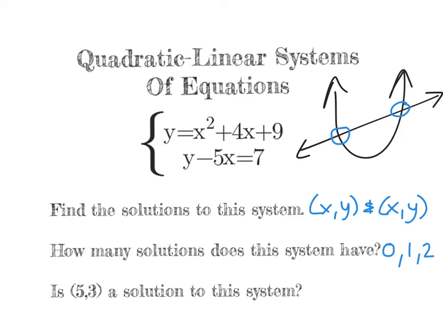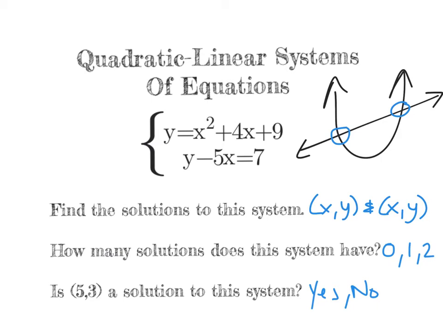And then lastly, you can also get asked, is a specific point a solution to the system? So when you graph it on Desmos, you identify, is that point one of these two? If it is, then you say yes. And if it isn't, then you say no, depending on if that's the point of intersection.